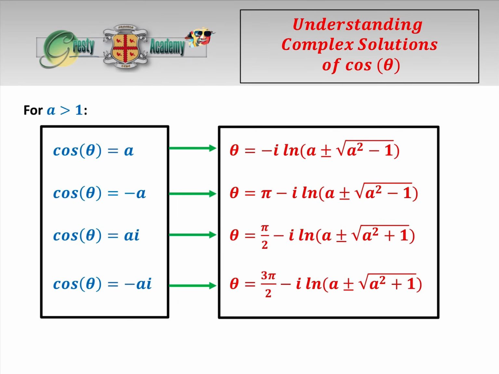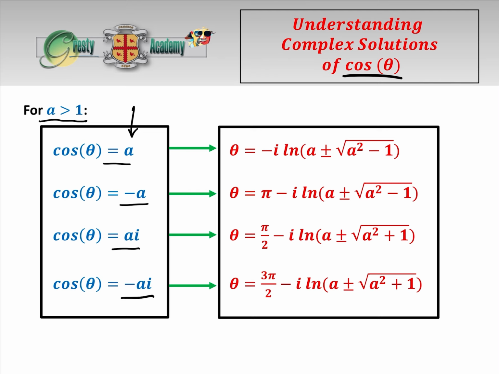So today we're going to be looking at the complex solutions of cos theta, looking at these four examples here where a is greater than 1, so we're looking at the complex world. Cos theta equals a, cos theta equals minus a, cos theta equals ai, and cos theta equals minus ai.